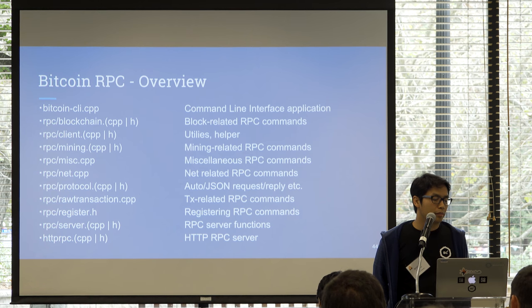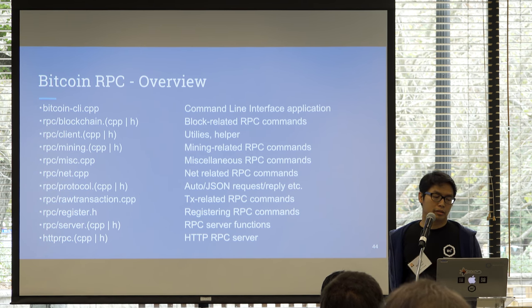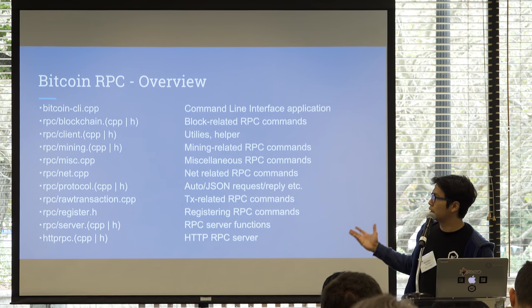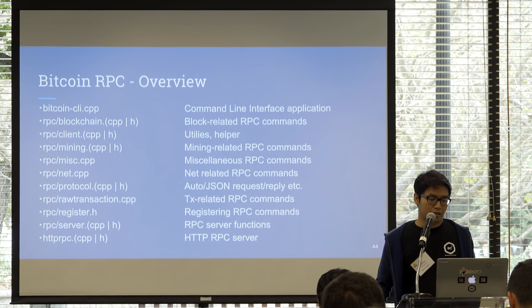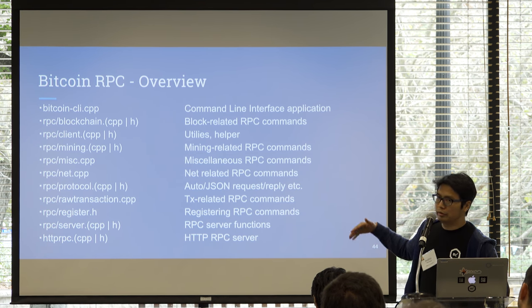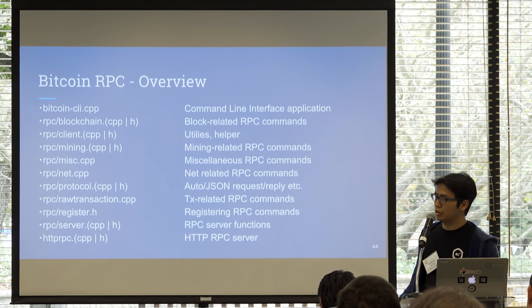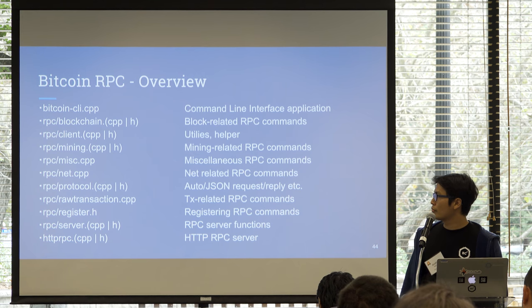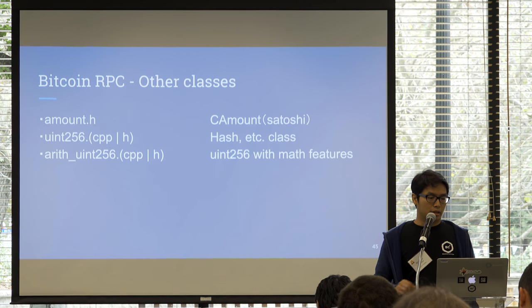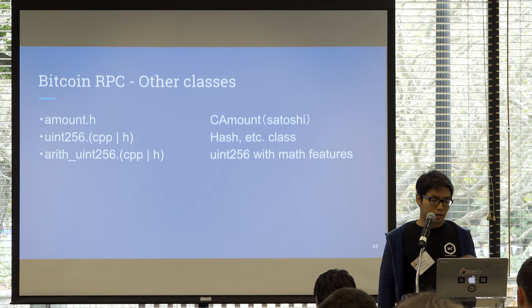So the RPC itself, there are several files that are connected. There's the Bitcoin CLI CPP, and of course, quite obviously, there's a folder called RPC, and it has the files to do all this stuff. So it's split into whatever thing it is doing. Mining is mining stuff, and the blockchain, of course, is the blockchain stuff and whatnot. And there are also several classes that it's connected to, like CAmount and things like that.